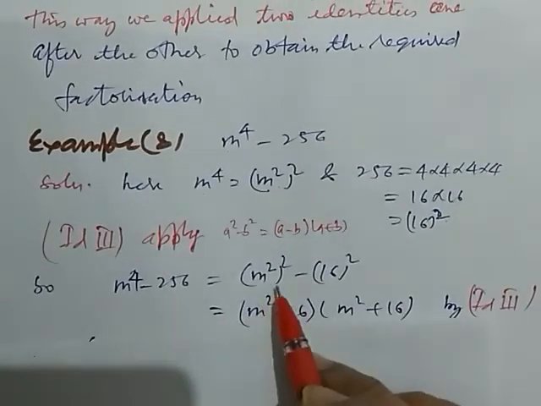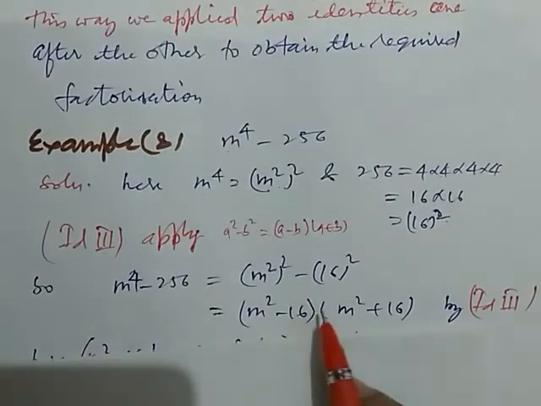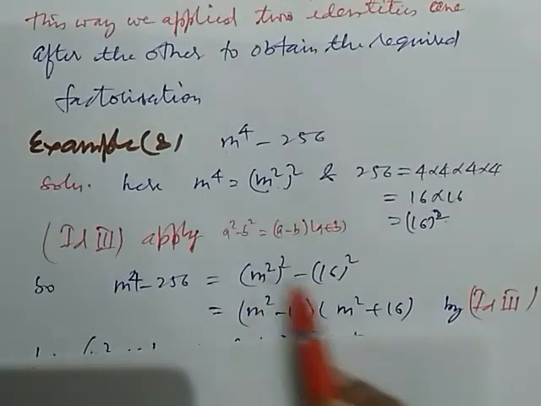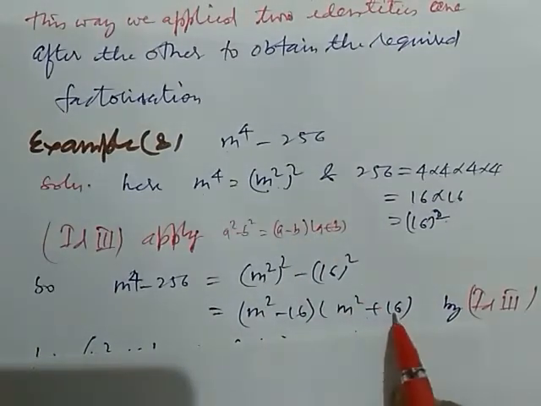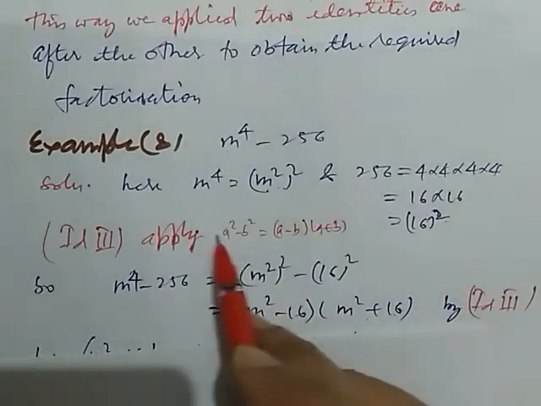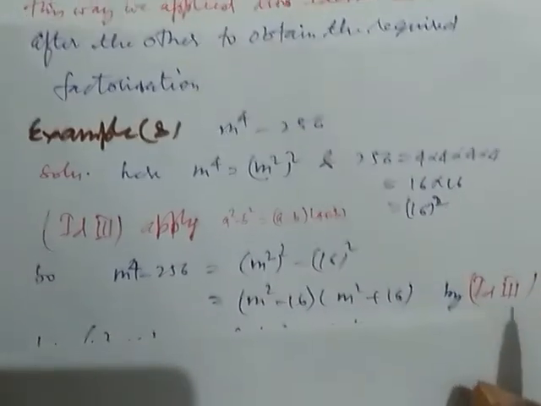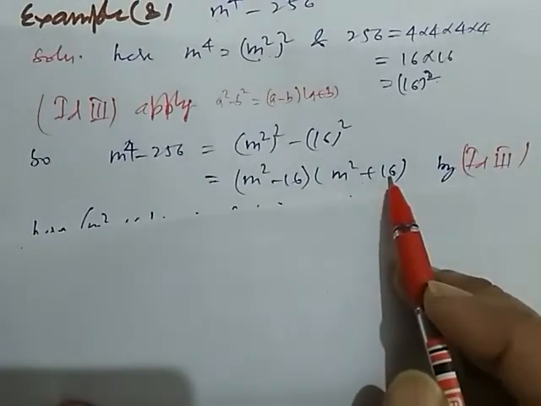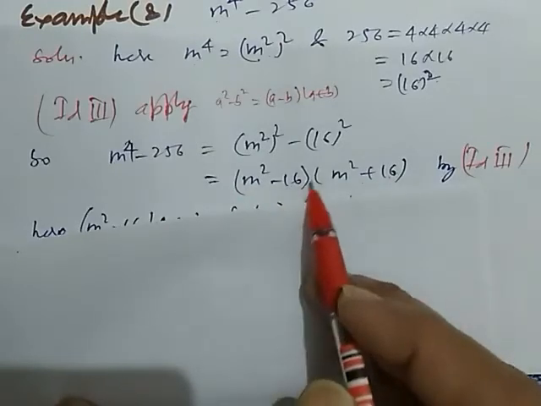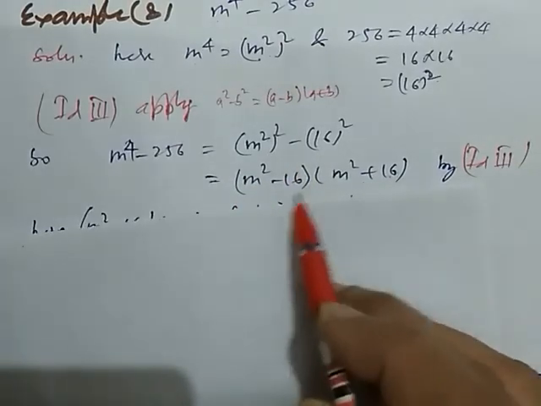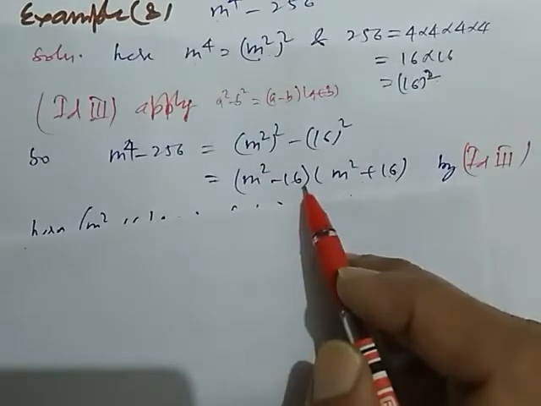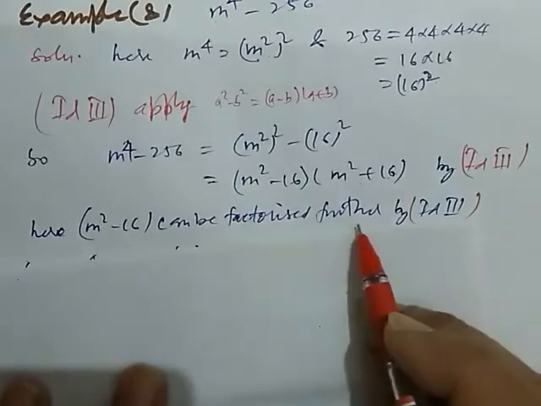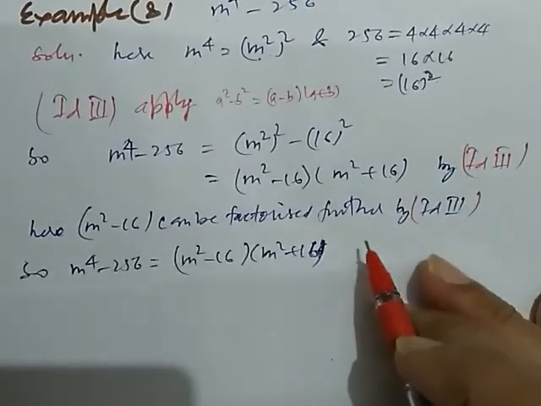So this can be written as m square minus 16 as a minus b and m square plus 16 as a plus b, by using identity third. Now here we can see that there is plus, so this cannot be further factorized, but there is minus, so identity third is applied one more time. This is m whole square and this is 4 whole square.